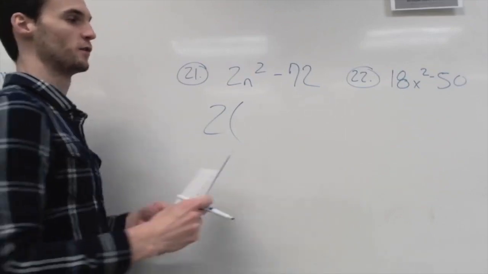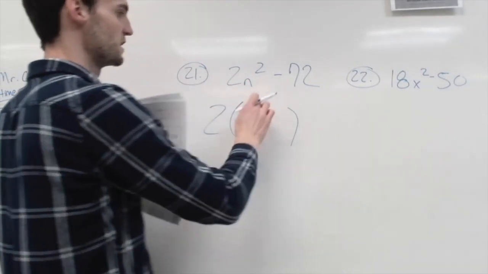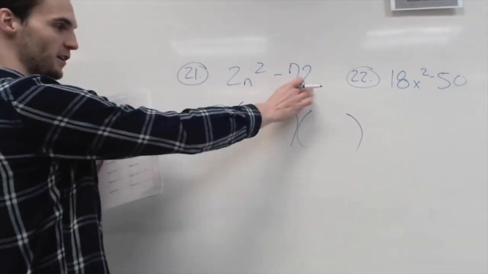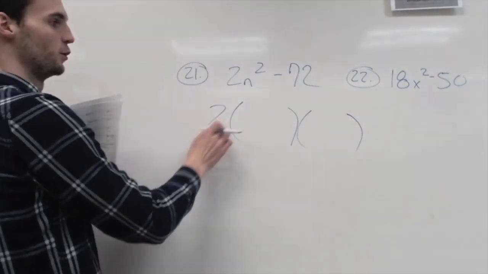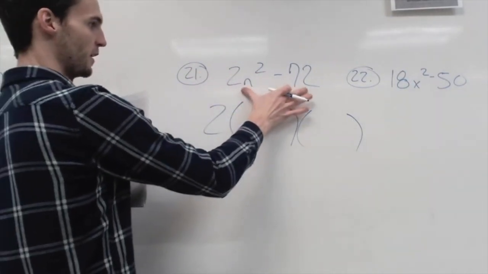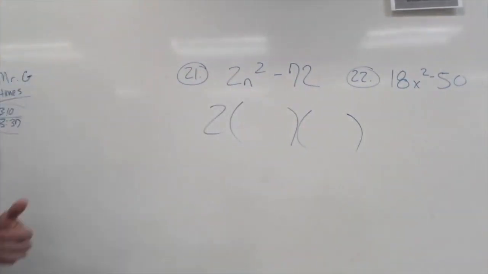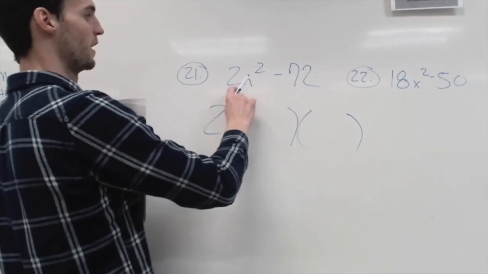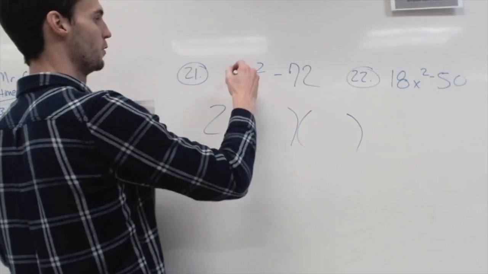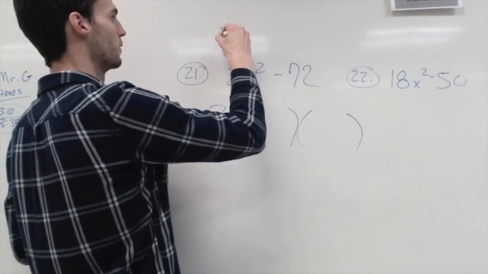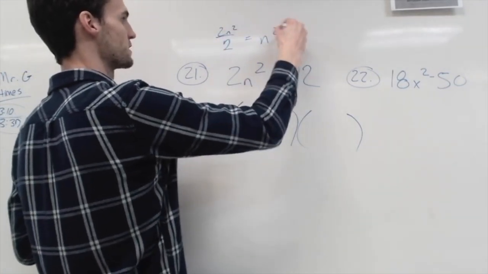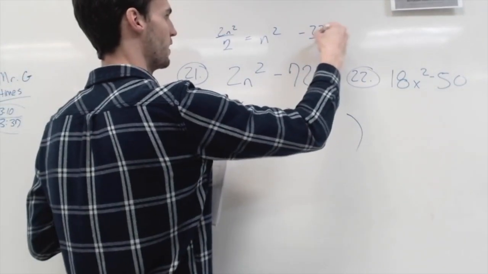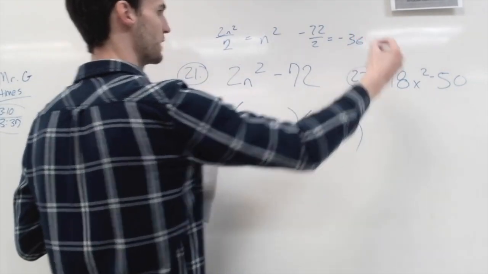And now we're going to do these a little differently. So 2 is the GCF because that doesn't have an n. If you need a review on that, go back to lesson 50. But 2 will be pulled out as the GCF from this. All right, and now we would divide 2n squared by 2, and that would leave you with n squared. And then negative 72 divided by 2 would leave you with negative 36.